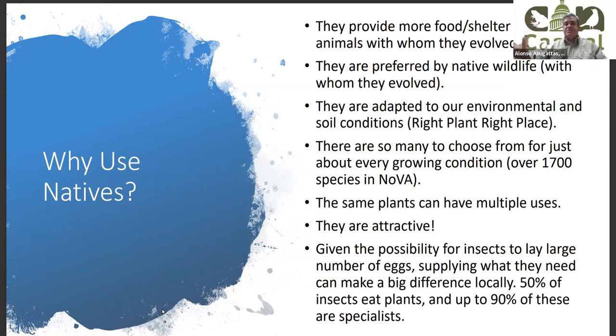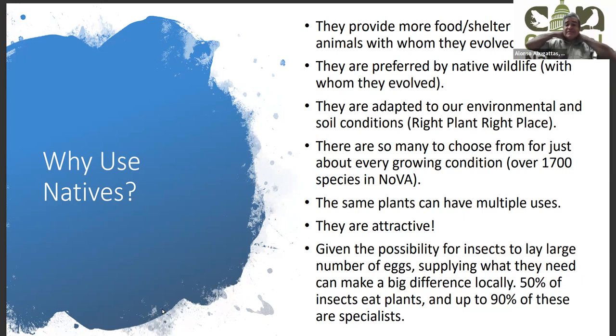So again, why use natives? I've mentioned a bunch of different things, and I don't want to continuously beat this down. You get the whole thing. The other thing I will add is that a lot of times people say, oh my God, I planted this thing and now all these insects are there. People look at insects and automatically think it's a bad thing, that they're destroying my plants. That's not really the case.